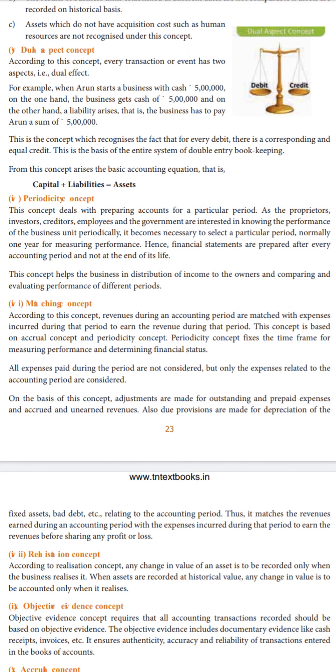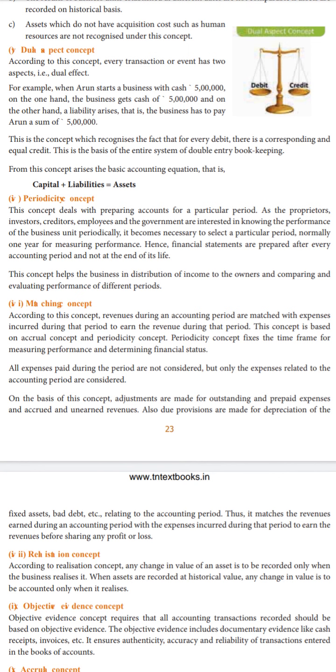For accounting statements, we have to prepare these statements once a year, which means we enter all the transactions every day, but the financial statements are prepared on the last day of the accounting period. We always follow one year as the accounting period, which starts on 1st April and ends on 31st March of the next year. Periodicity means a particular period should be followed.